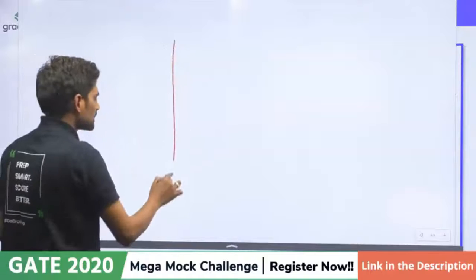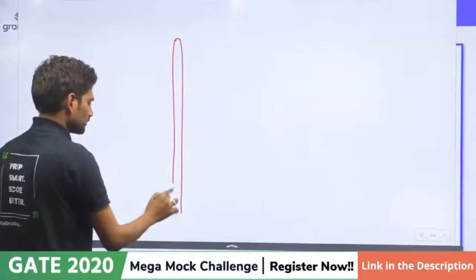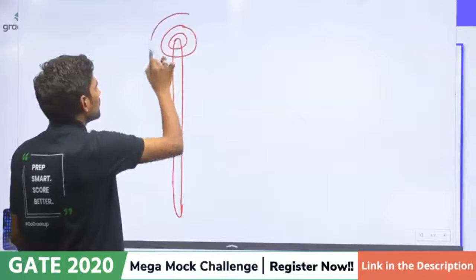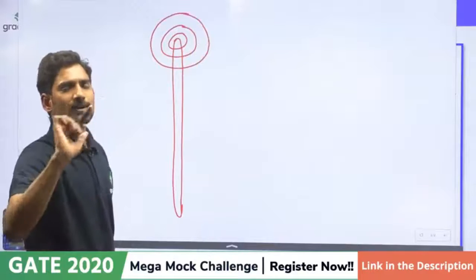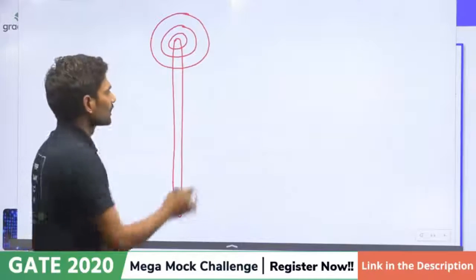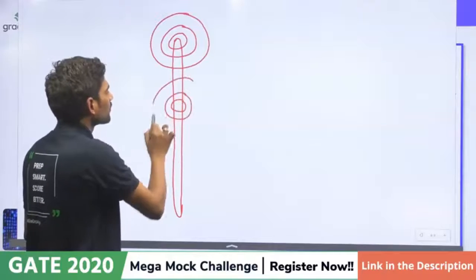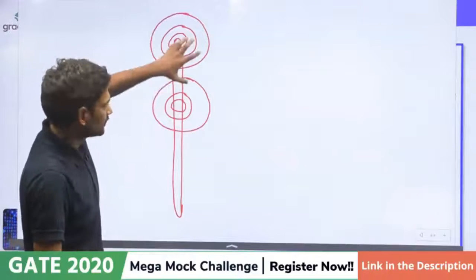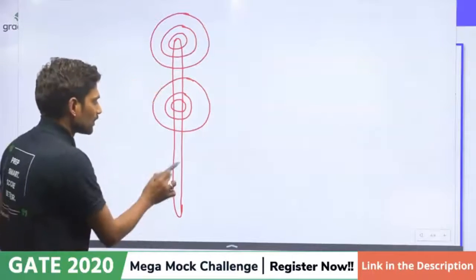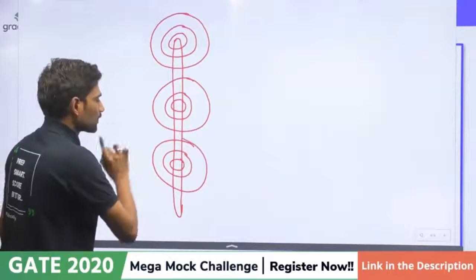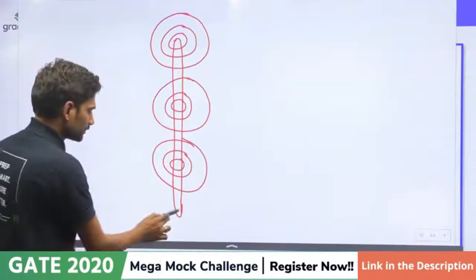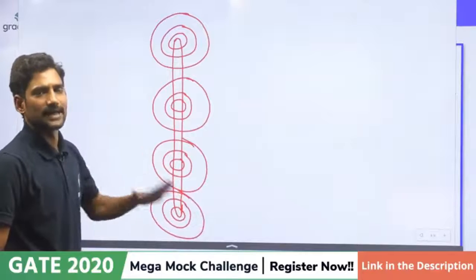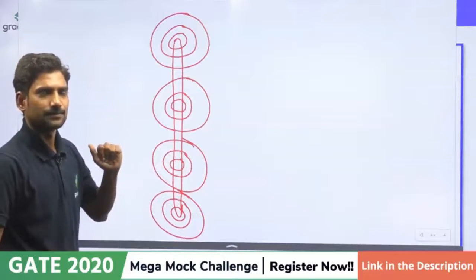Now, assume this is the spindle. This is the top surface of platter 1. Carefully listen, guys. This is the bottom surface of platter 1. That means top and bottom, these two together are a single platter. This is the top of the second platter. This is the bottom of the second platter. Okay? Please observe this.